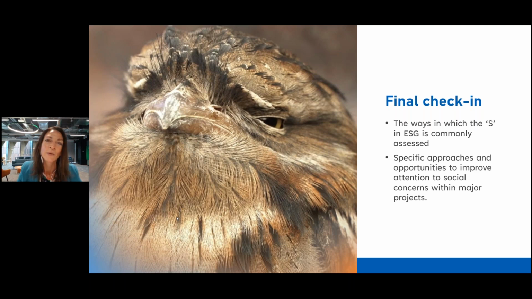In this final check-in, the things that we have just covered are the ways in which the S in ESG is commonly assessed and the things that are going to be most helpful to you. And that includes social impact assessment, ideally using the IAIA guidance for best practice SIA, multilateral development bank ESF frameworks, and a variety of principles, frameworks, and toolkits that are available from leading organizations throughout the world, including our very own I2S.